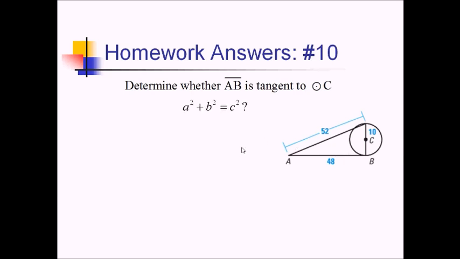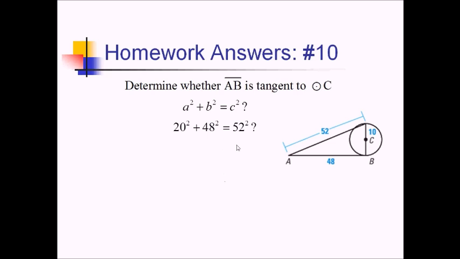Now, the a squared and the b squared, one of those sides is going to be 48, so we've got 48 squared. The other side is this diameter here. So this is actually going to be 10 plus 10, or 20 squared. And then we're seeing if that adds up to 52 squared.